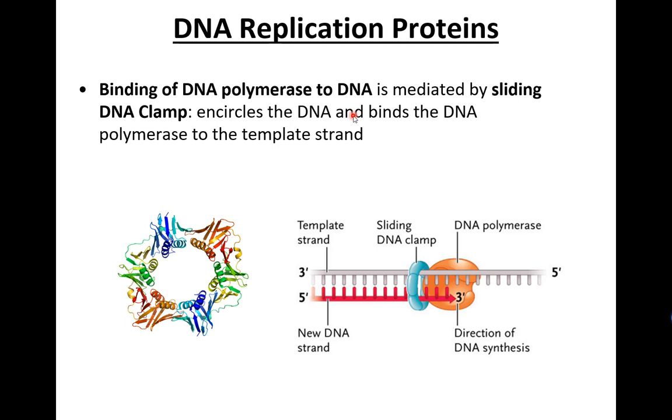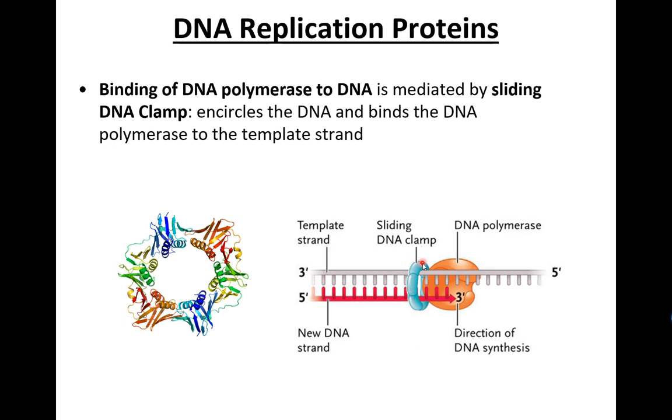Now, another important piece of information here is that DNA polymerase doesn't really work on its own. In reality, it's kept attached to the DNA with the help of another protein, which is called a sliding DNA clamp. This is the three-dimensional or tertiary structure of a sliding DNA clamp. This DNA clamp in reality works as a dimer as well. You have two of them. I'll show you in the next picture.